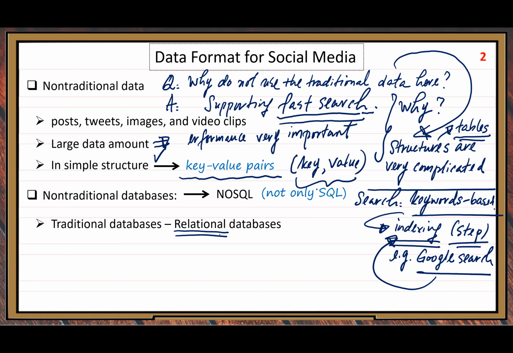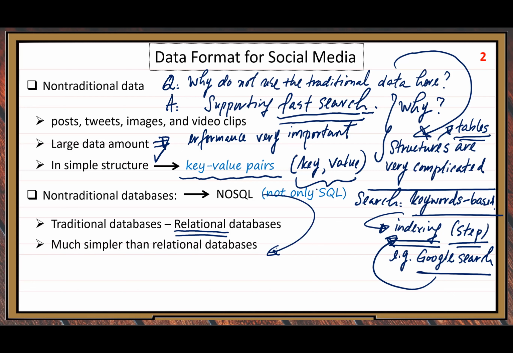And then we do not have tables. We just have a long sequence of key value pairs. That's typically for the posts, tweets, that kind of data. So you can see, structure-wise, NoSQL is much simpler than relational database.